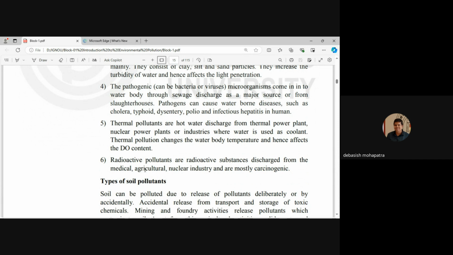Then radioactive pollutants are radioactive substances discharged from the medical, agricultural, and nuclear industries and are mostly carcinogenic. Okay, so this nuclear waste has a lot of radiation. And due to having radiation, it is carcinogenic to anybody who is exposed to it. Okay, so understood what the different types of water pollution are? Yes, sir. Okay.